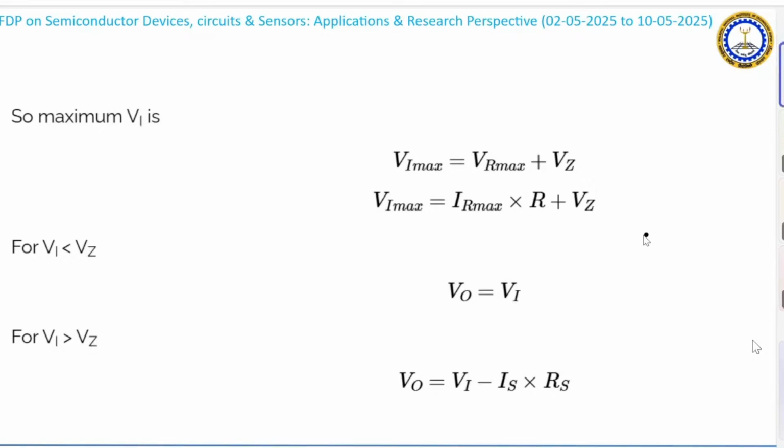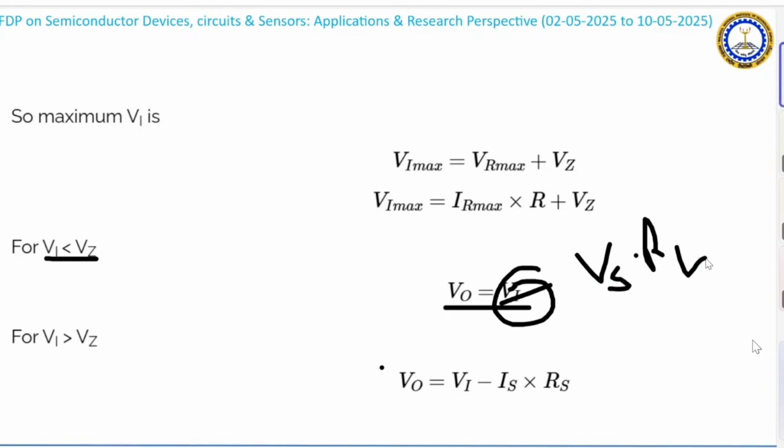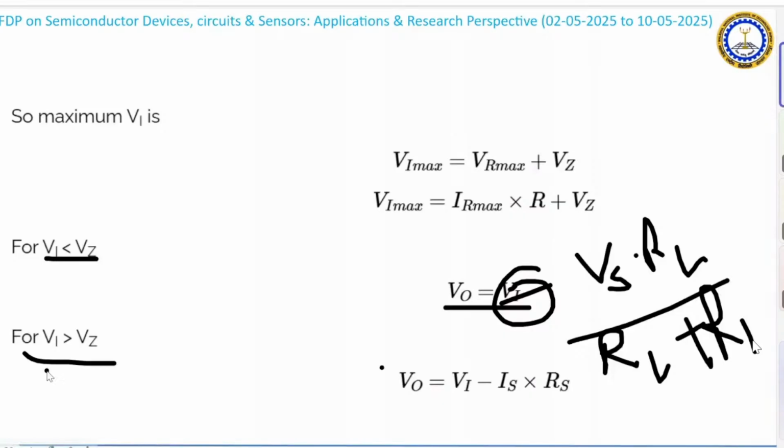So look at this. This is the case where Vi, the input voltage, is lesser than Vz. In that case, VO is given by the formula. Let me write the formula: input voltage Vs into RL upon R1 plus RL. And if the input is greater than that, what is going to happen? Greater than that means the load is limiting. The load is having Vz only, right?